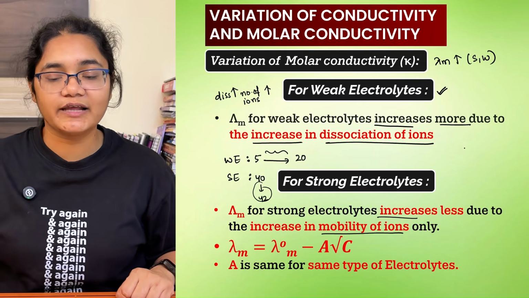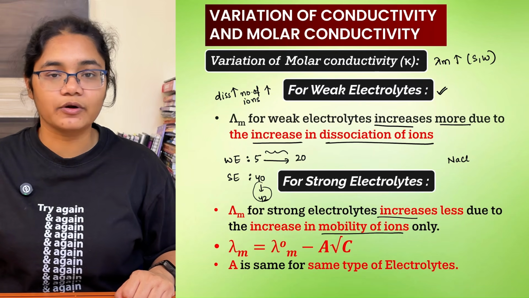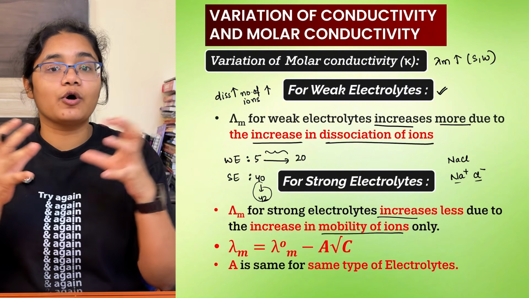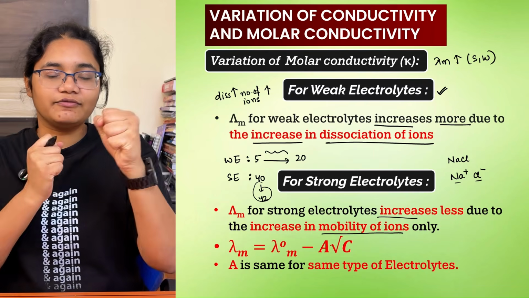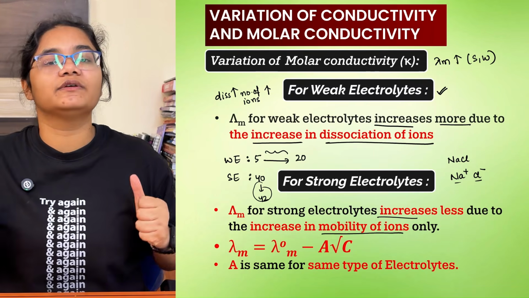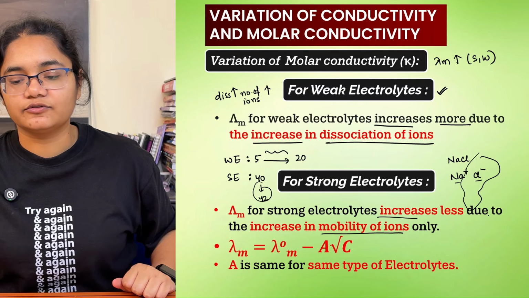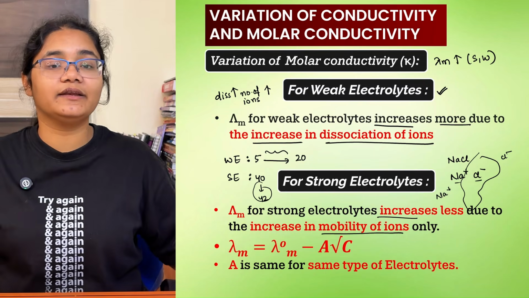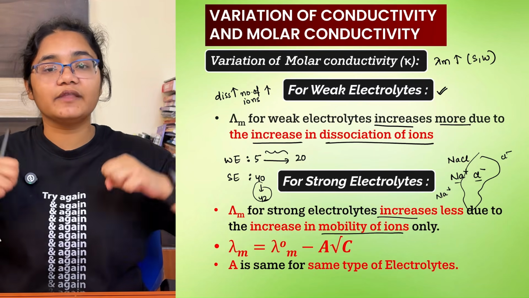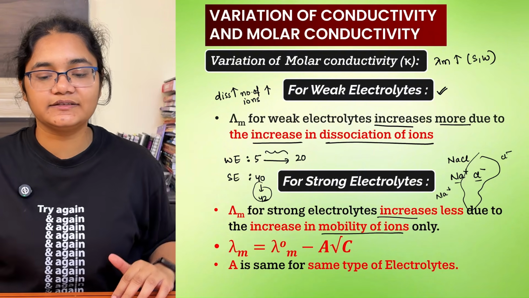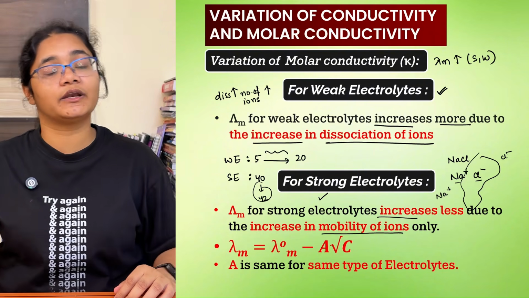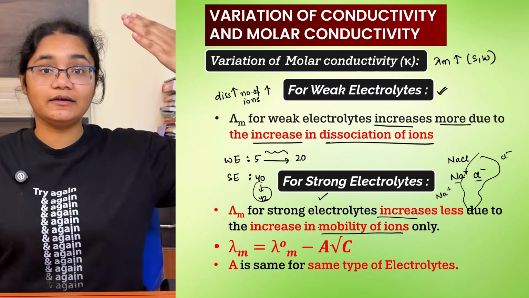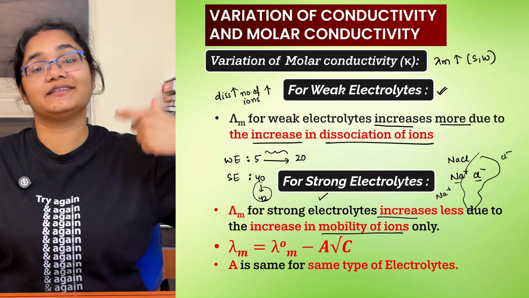What do you mean by mobility of ions? Let us consider, for example, NaCl, a strong electrolyte. What are the ions here? Na+ and Cl-. They are oppositely charged, so they are strongly attracted towards each other, and as a result they are not able to move freely. Now you add water and dilute this. Then Na+ will be thrown here, Cl- will go somewhere else. So their mobility will increase because their attraction force is decreased and now they can move freely and faster. That is the reason why the molar conductivity increases for strong electrolytes, but the number of ions remains the same. So if you compare, the increase in weak electrolyte is more compared to the increase in strong electrolyte.